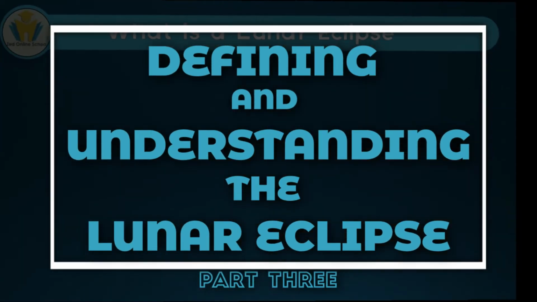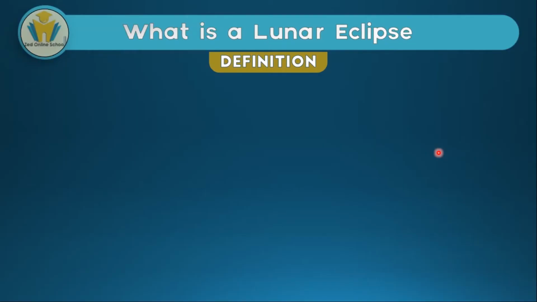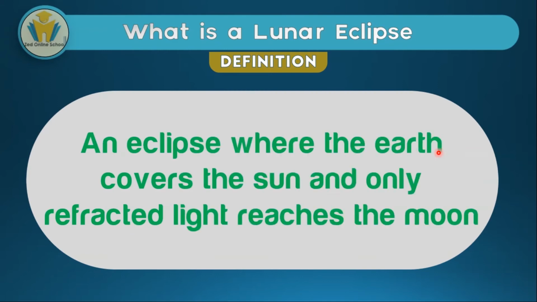With that said and done, now it's time we looked at the lunar eclipse. The lunar eclipse is the odd one out. Like we have the solar eclipse and then the annular eclipse, which is also a kind of solar eclipse. But now the lunar eclipse is where we have an eclipse involving the earth covering the sun, and then only refracted light reaches the moon. And now, because the light that is being reflected by the moon is not really light from the sun, the moon won't look white in color.